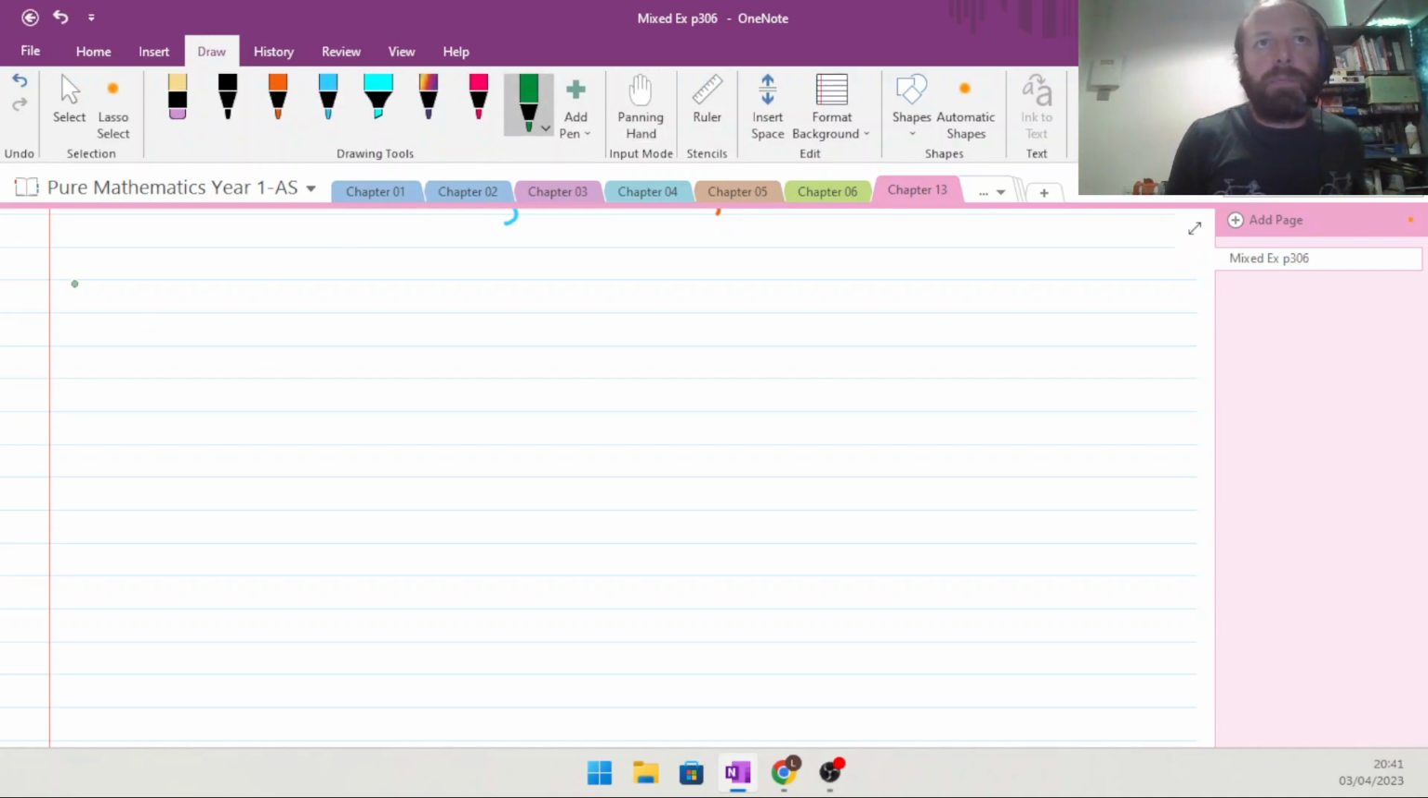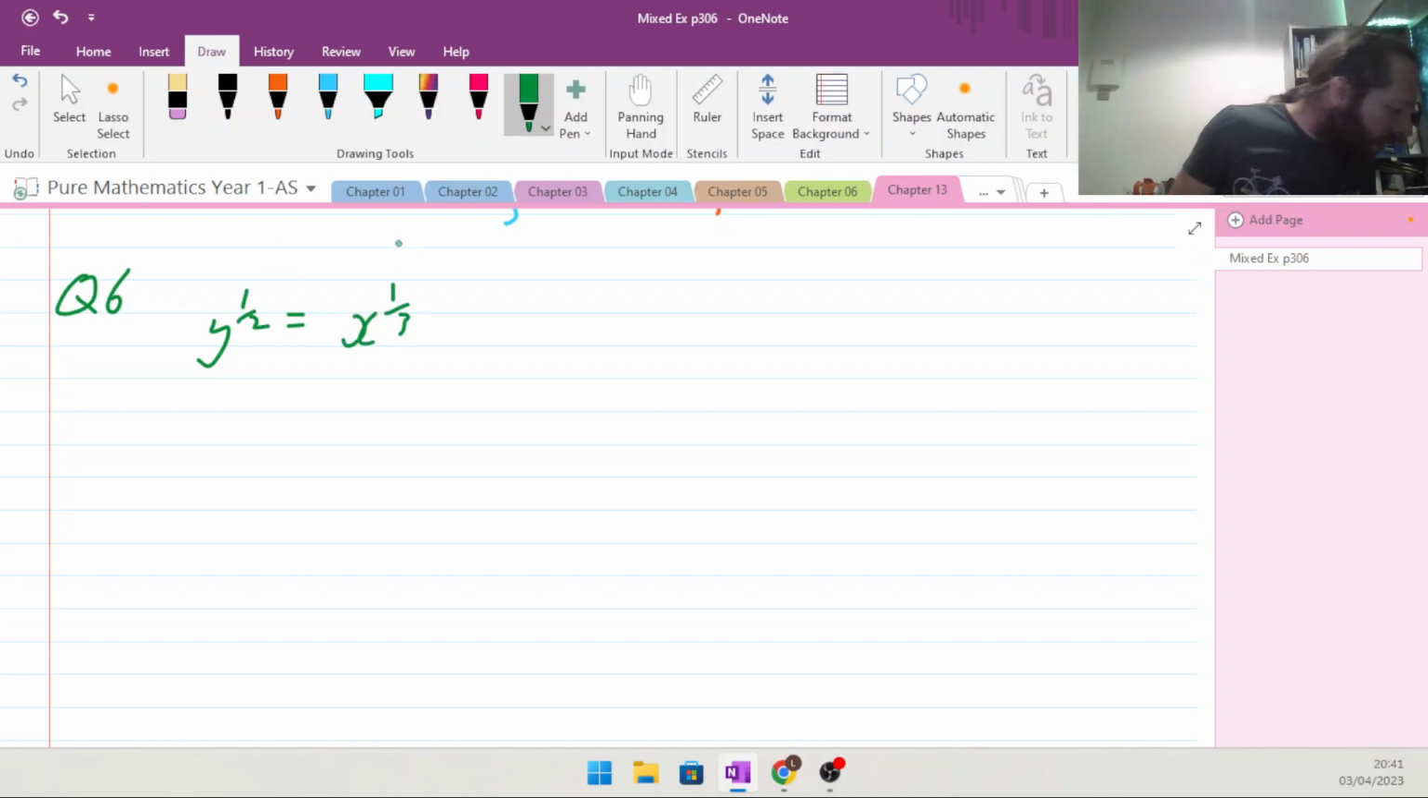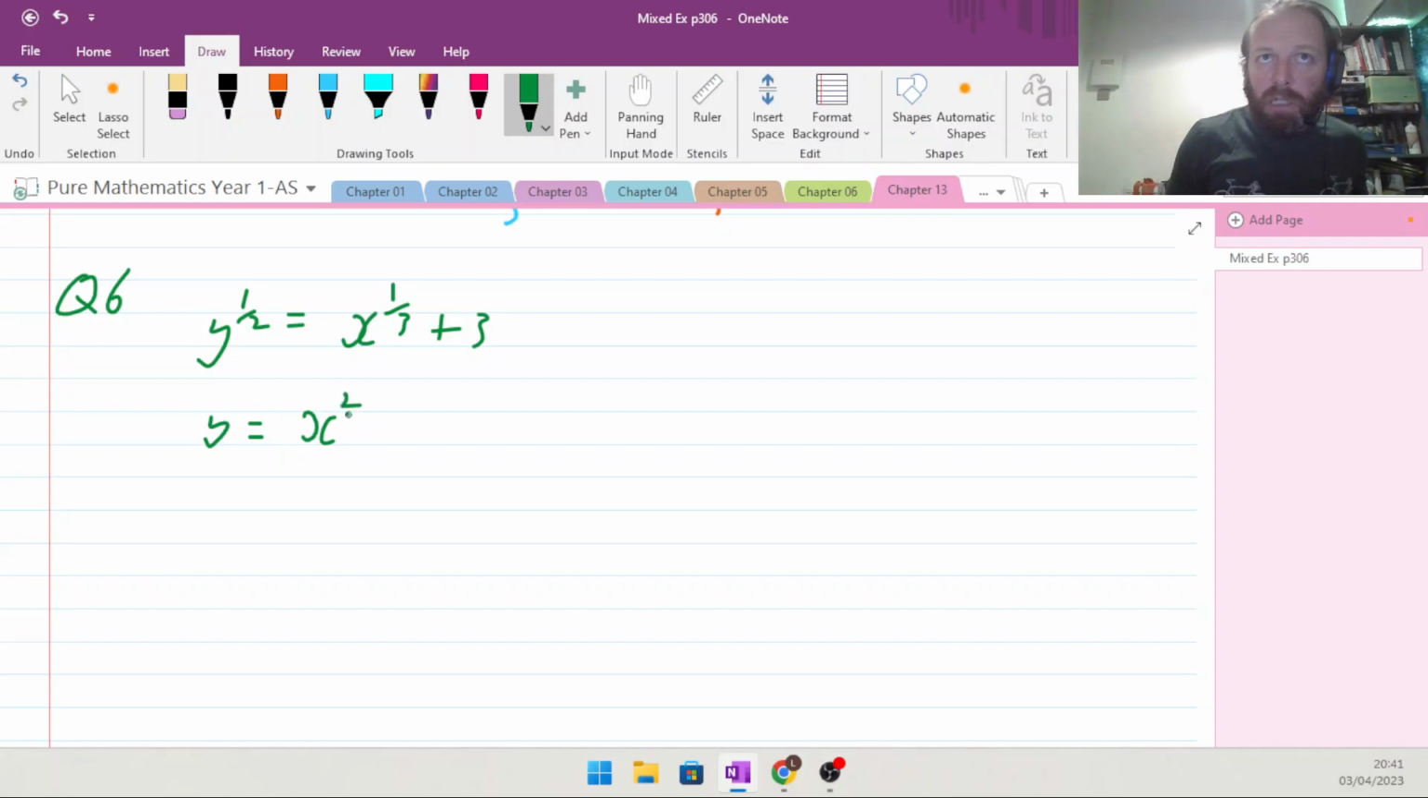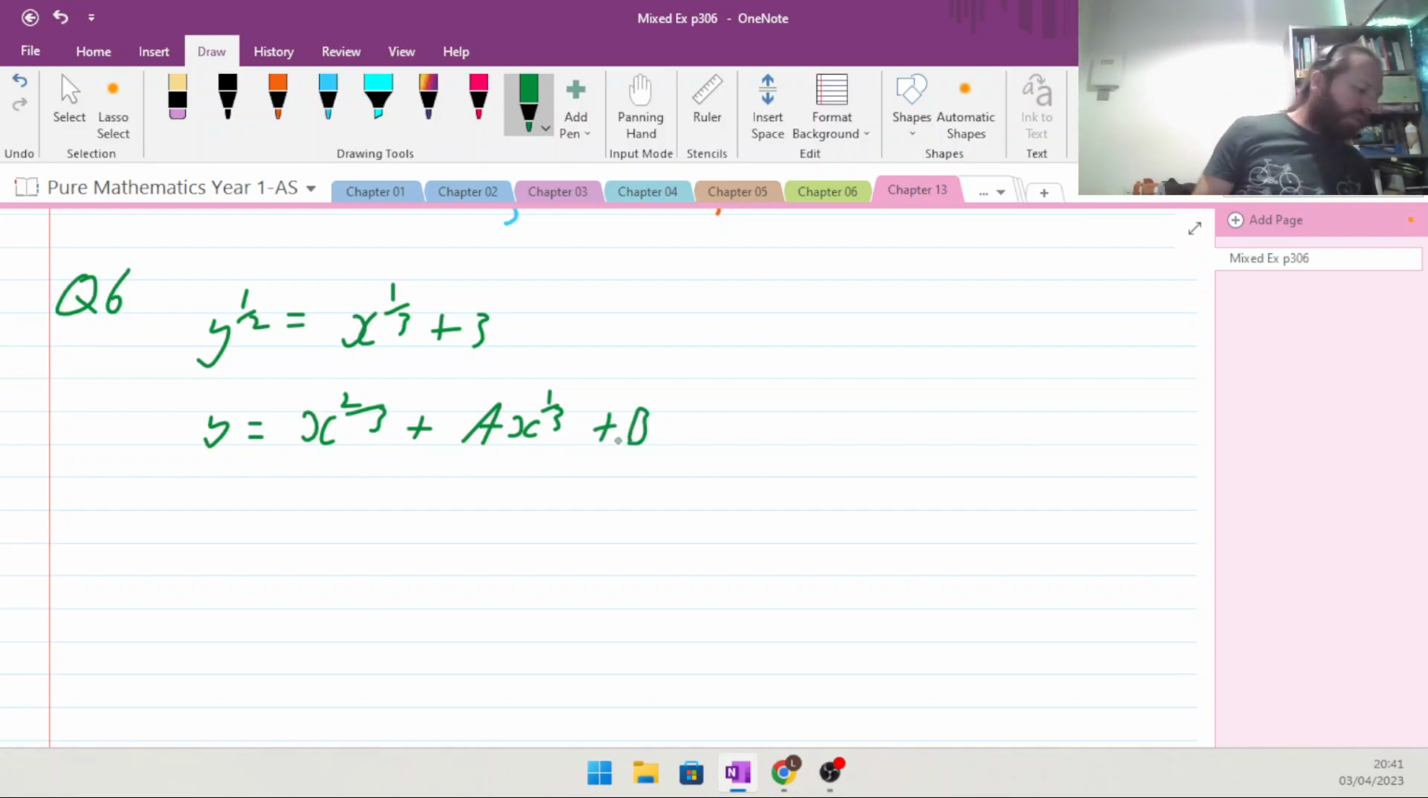Let's have a look. Question 6. Given that y to the power of a half is equal to x to the power of a third plus 3, show that y equals x to the 2/3 plus a x to a third plus b, where a and b are constants to be found.